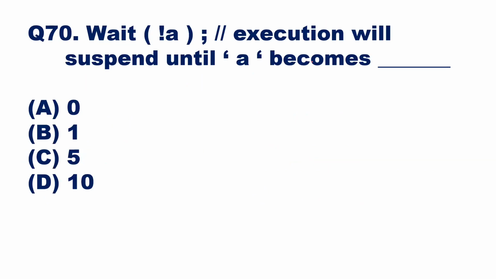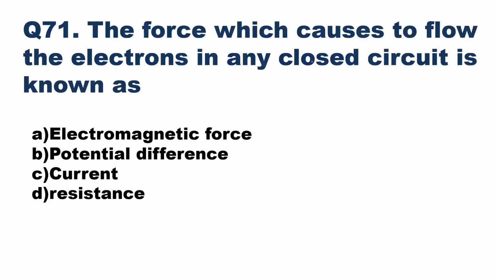wait(!A), execution will suspend until A becomes what? You are going to wait till A becomes 0. Whatever the value of A, till it becomes 0, the execution is going to wait. It will be suspended till the value given after the wait in the bracket becomes 0. So here option A, 0, is the right answer. Then we'll go to the next question.